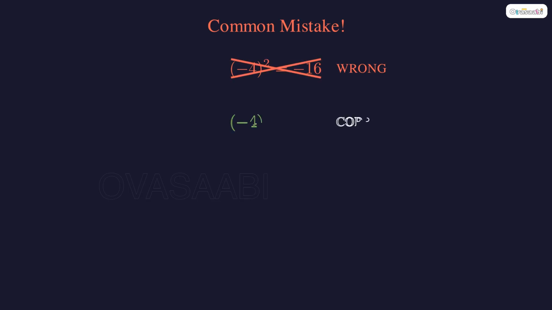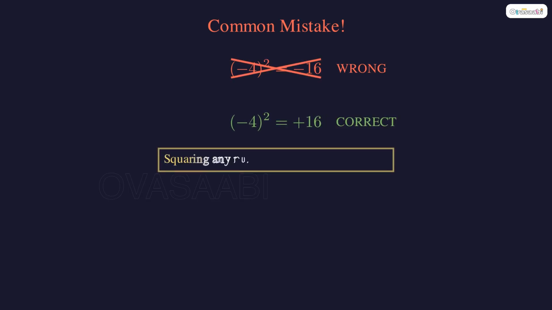Common mistake. Many students forget that squaring a negative number gives a positive result. -4 squared is positive 16, not -16. Always remember, any number squared is positive.